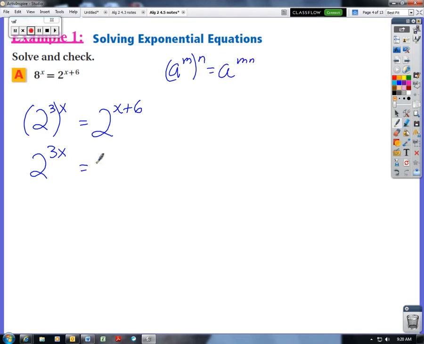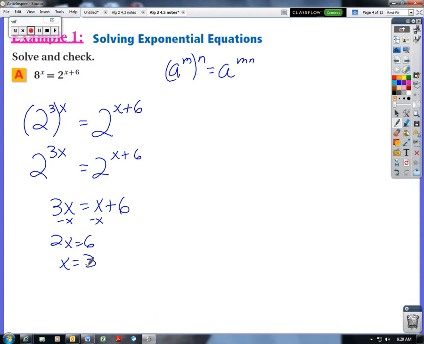So we get this, set that equal. And as long as I have two exponentials set equal to each other and they have the same base, then that means their exponents have to be identical. So therefore 3x has to equal x plus 6. And then we can solve that. We can subtract x from both sides, so you get 2x equals 6. Divide by 2, x is 3.